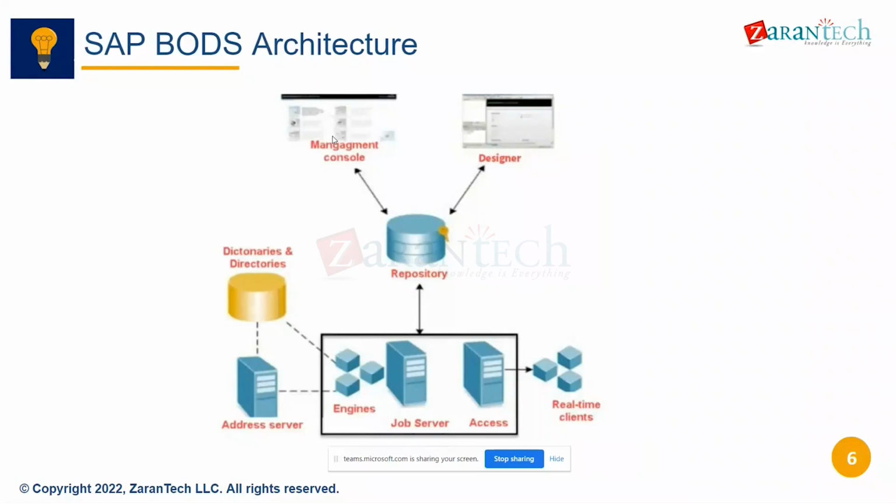You might have a question: from the designer, if we execute the job, it will send to the repository, then the job server, and then the engine. Whenever the engine sends a signal back to the job server, it goes to the repository, and from the repository, how could it send the signal back to the management console and designer? Does anyone have questions in your mind?